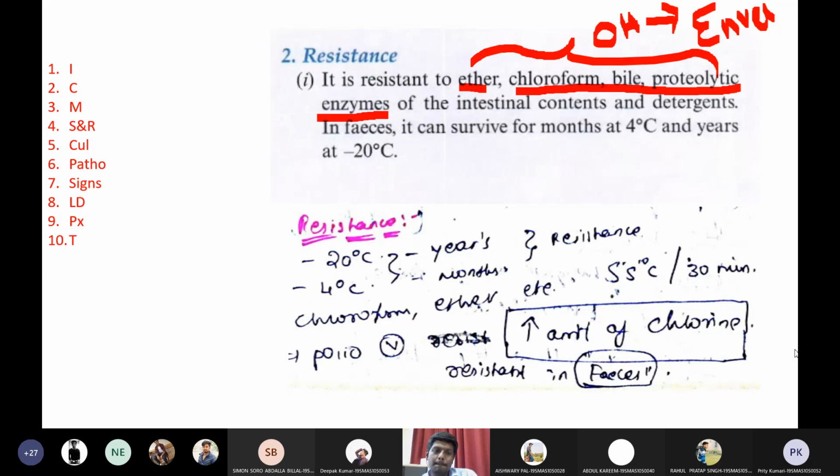Excuse me, sir. Yes, Indrajit. What can we apply on our hands to remove this virus, sir? What can we apply to kill these viruses? Okay, that's a good question.